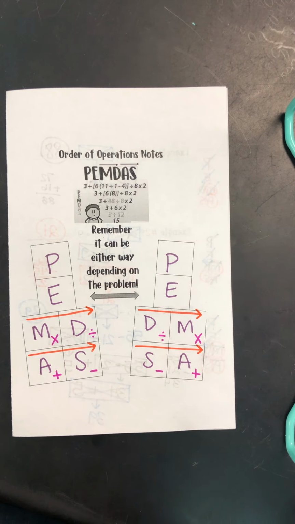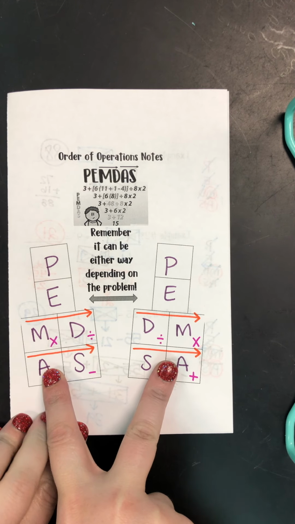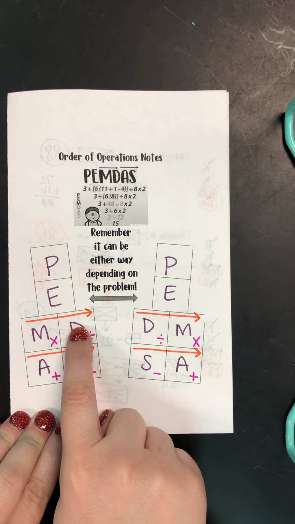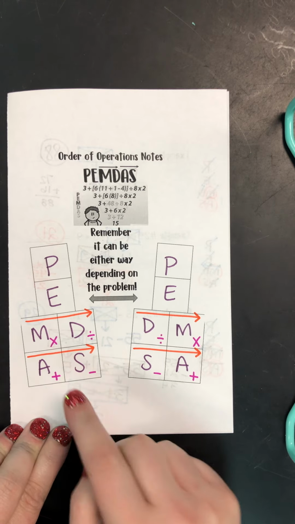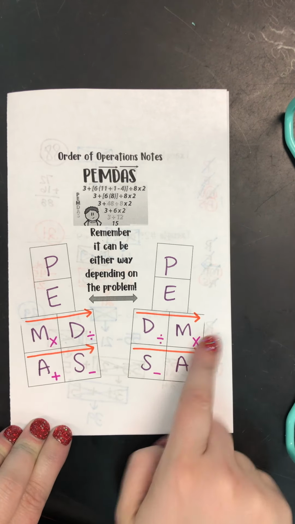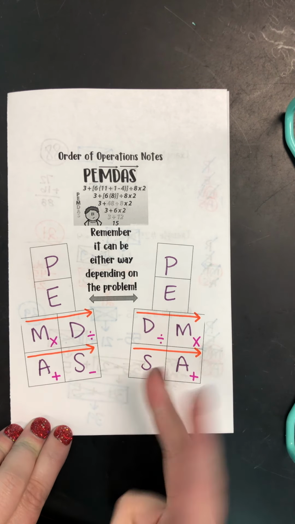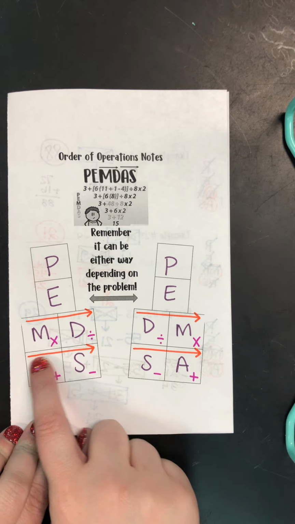Okay guys, so we have already learned the bottom half of our PEMDAS, right? We learned that we multiply and divide first, and then we add and subtract, and that we move from left to right when it comes to multiplying and dividing, so they're reversible. Same thing for add and subtract, they're reversible. And we move left to right.